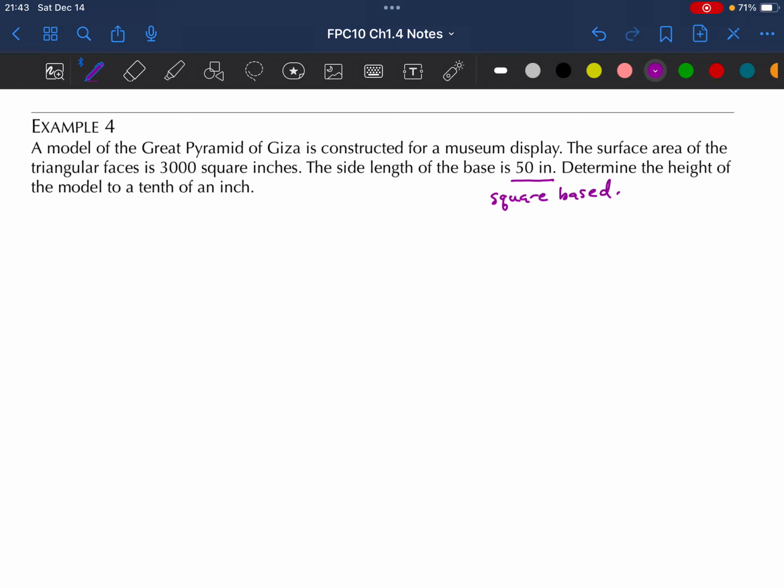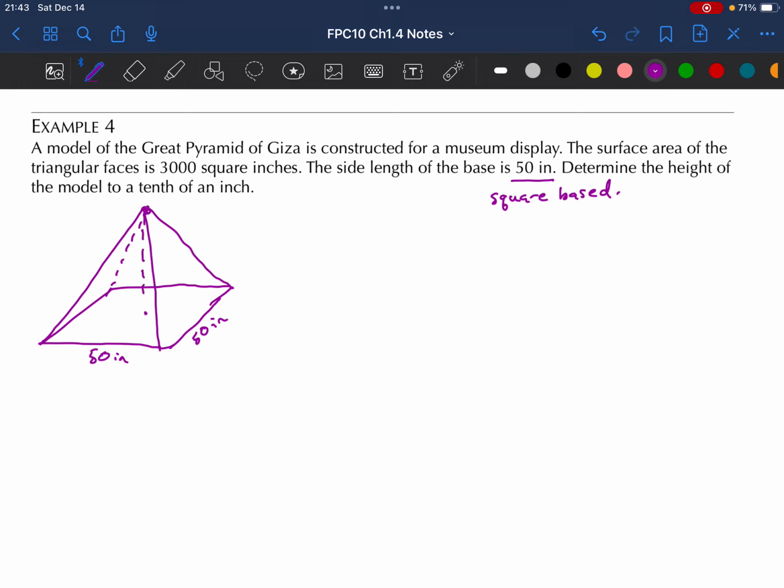Okay, so let's give it a sketch. Here's my slanted 3D square. It's 50 inches by 50 inches. I put a peak above that. Draw those out, put a dashed line to the back. And what we're trying to figure out is this height here. And what we know is the triangular faces is equal to 3,000 square inches.